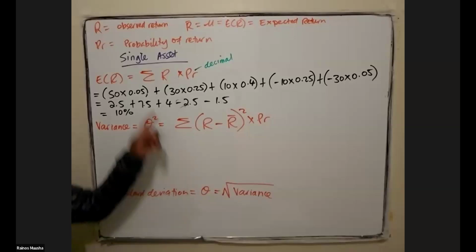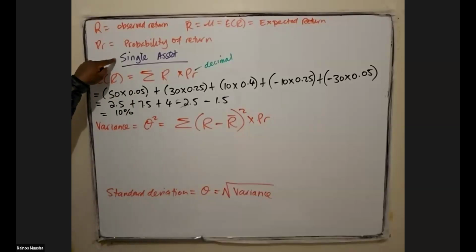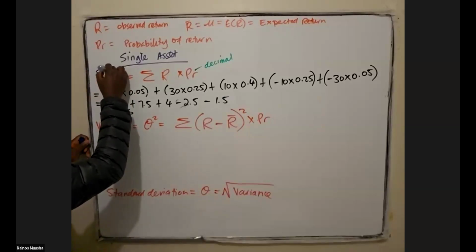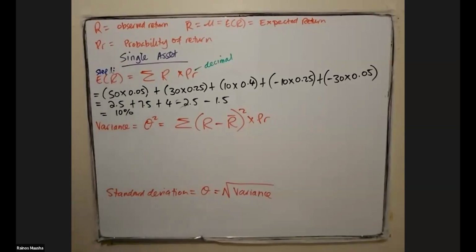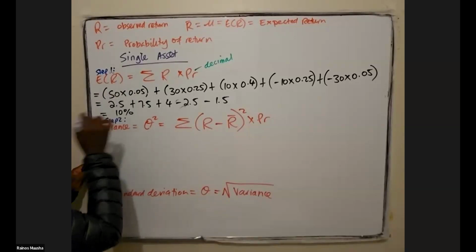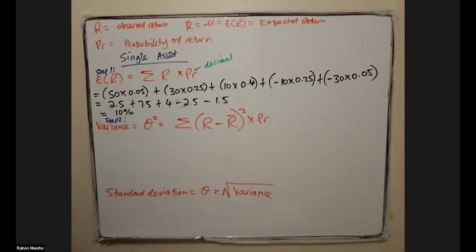So for a single asset, if they ask you to calculate the standard deviation of a single asset, step number 1, you need to calculate the expected return. That's your step number 1. Step number 2, you need to calculate the variance. Then finally, step number 3, that's when you calculate the standard deviation.